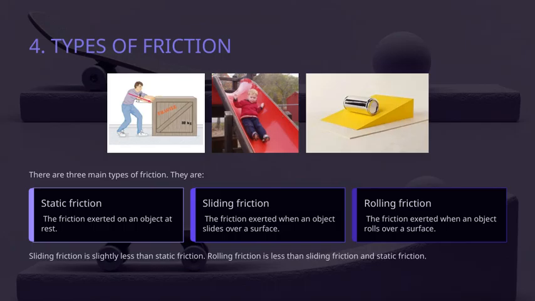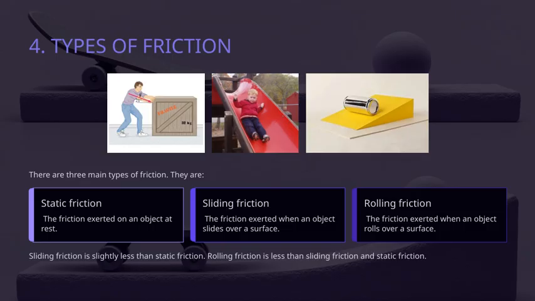Now, let's explore the different types of friction. There are three main types that we need to understand. First, static friction. This is the force that acts on an object when it's at rest, preventing it from starting to move. It's what keeps an object from sliding off a surface until a force is strong enough to overcome it. Next, we have sliding friction.